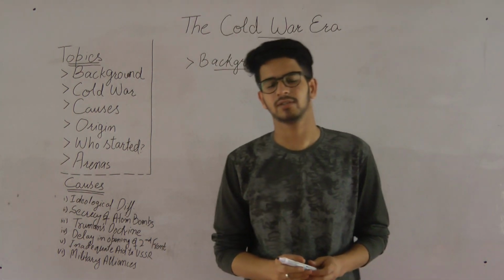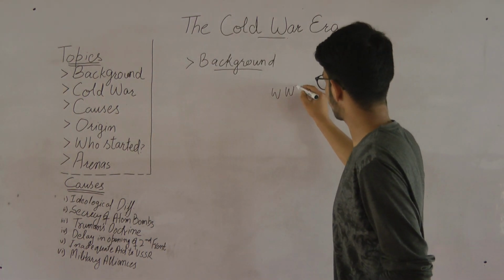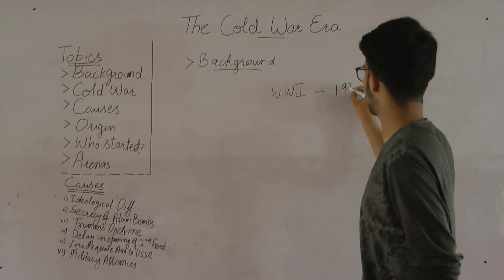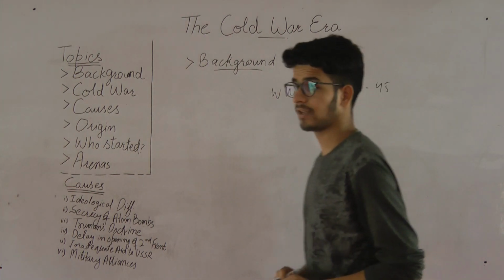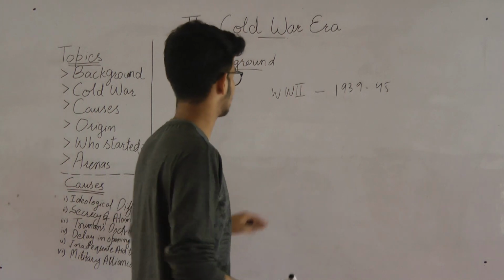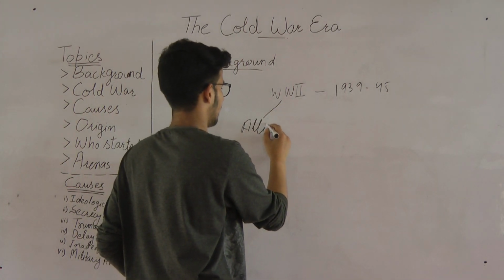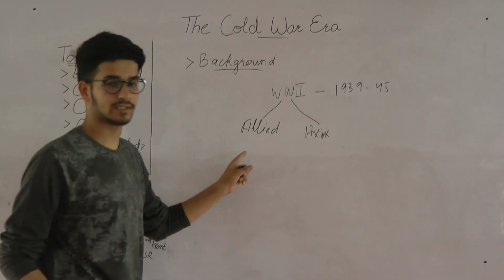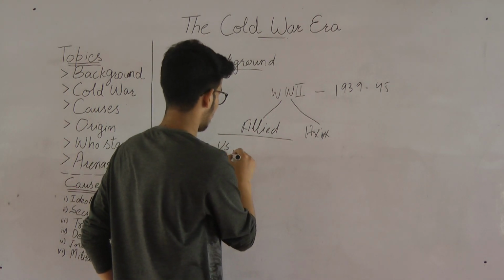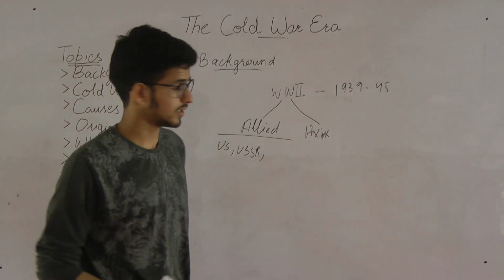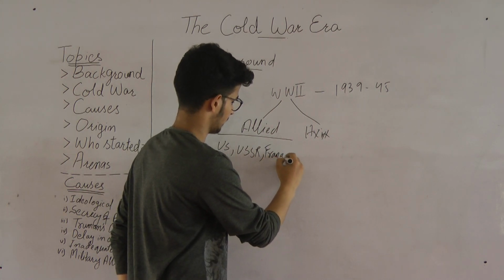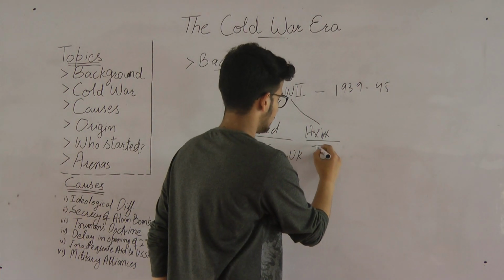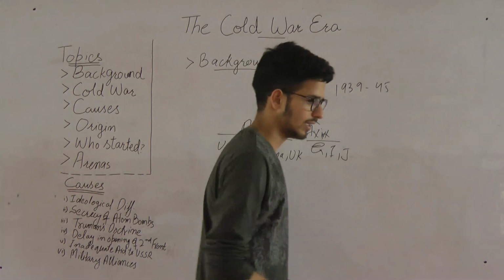You all might know about World War II. It started in 1939 and ended in 1945, and was fought between two powers, the Allied powers and the Axis powers. The Allied powers consisted of the US, USSR, France and UK, and the Axis powers consisted of Germany, Italy and Japan.